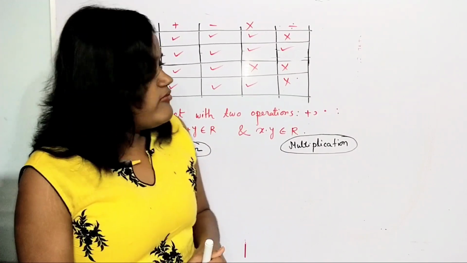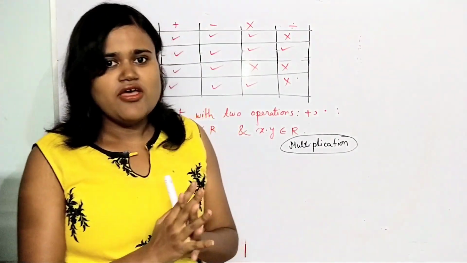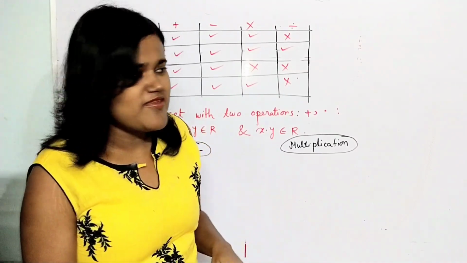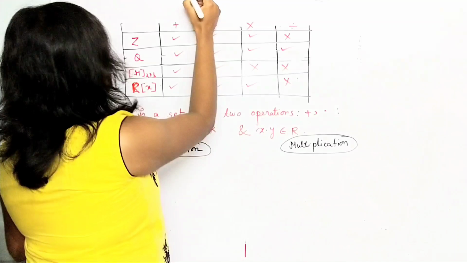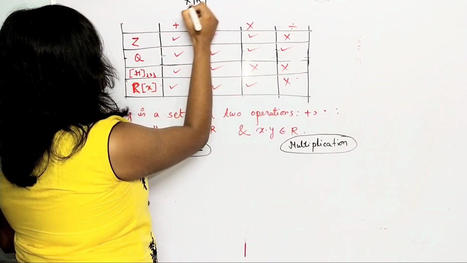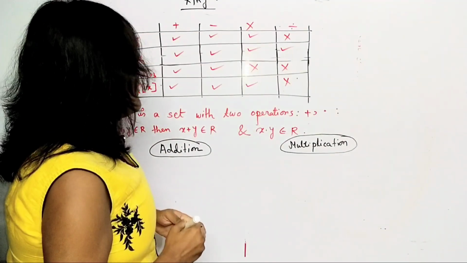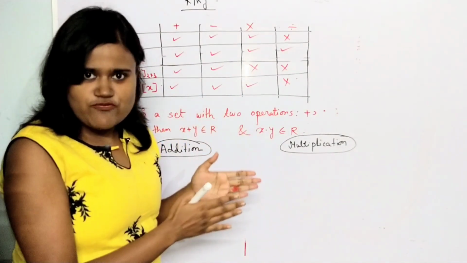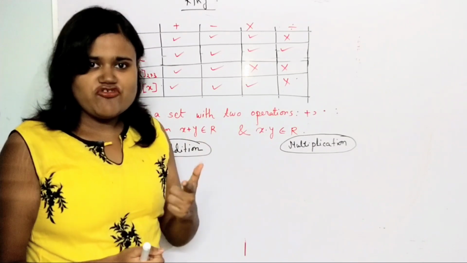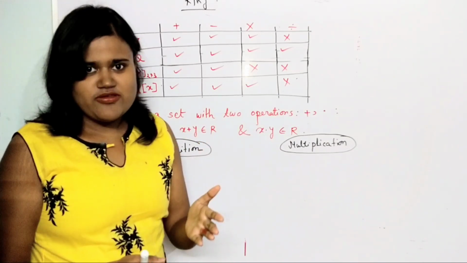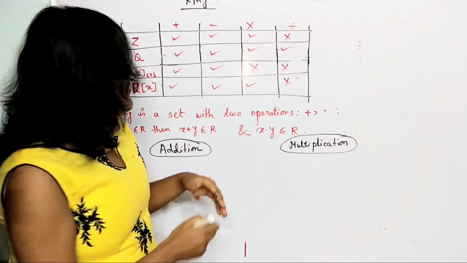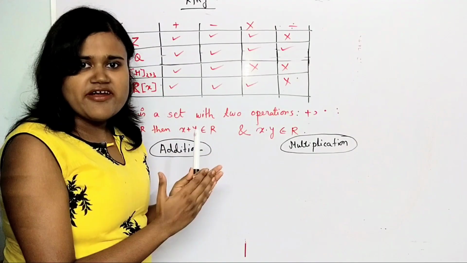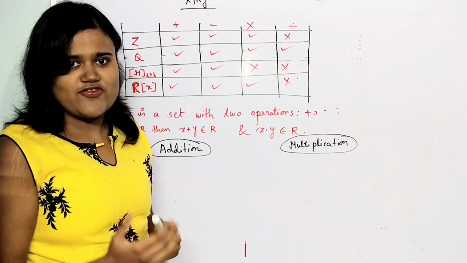So today I will discuss ring theory. Before starting the textbook definition, let me give some examples. Here we know that in arithmetic there are basically four operations: addition, subtraction, multiplication, and division. Now I have described some sets, and we will see which of the properties are available in which of the sets.